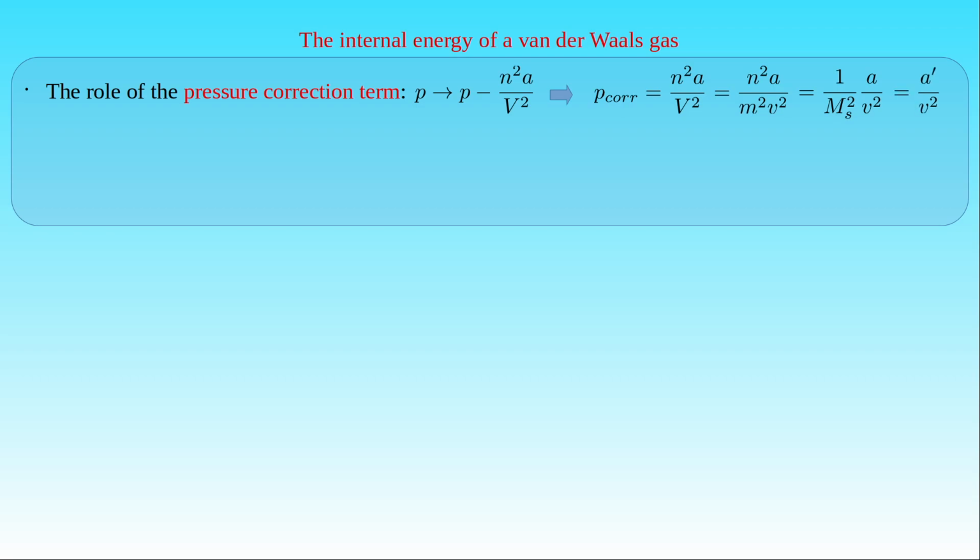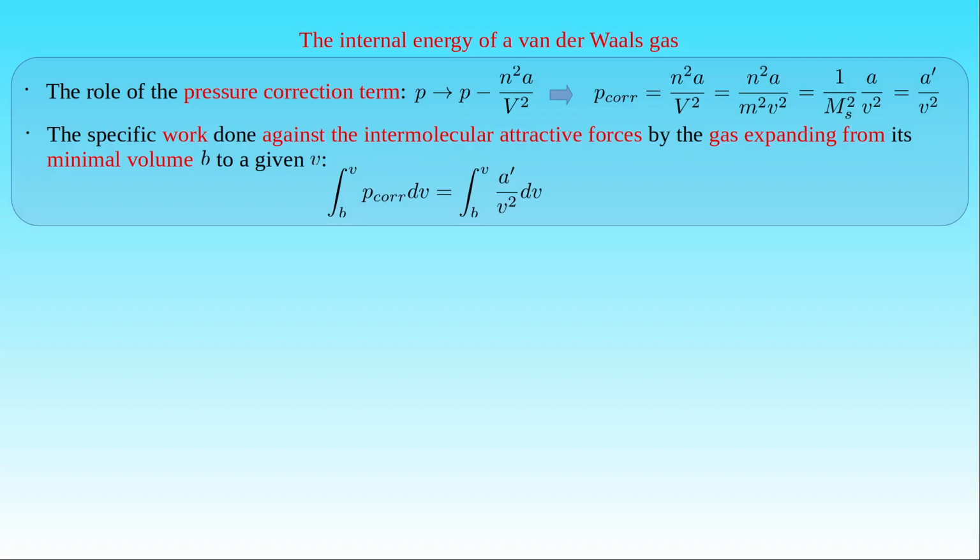The specific pressure volume work done against the intermolecular attractive forces by the gas expanding from its minimum volume, that is its volume correction constant B, to its specific volume v, is given by the integral of the pressure correction with respect to the specific volume v from B to v.